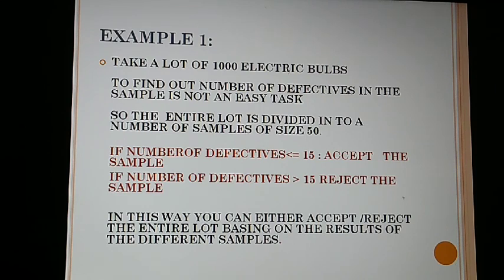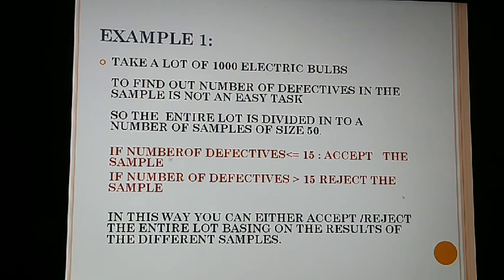So for that you have to check whether the number of defectives is less than or greater than 15, and according to that number of defectives, you either accept the lot or reject the lot. In this way you have to measure and check each and every sample, and in this way the 1000 electric bulbs have been checked and the number of defectives has been found.